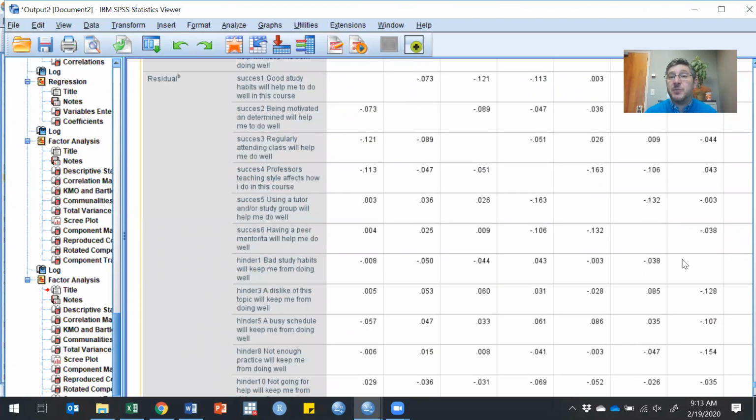We can peruse these residuals. Remember, we noticed the Hinder 6 item had large residuals last time, and it also had that cross-loading. So we have some large residuals here for success 3. Remember, we weren't explaining a lot of variation in that variable, as we saw from the communalities.